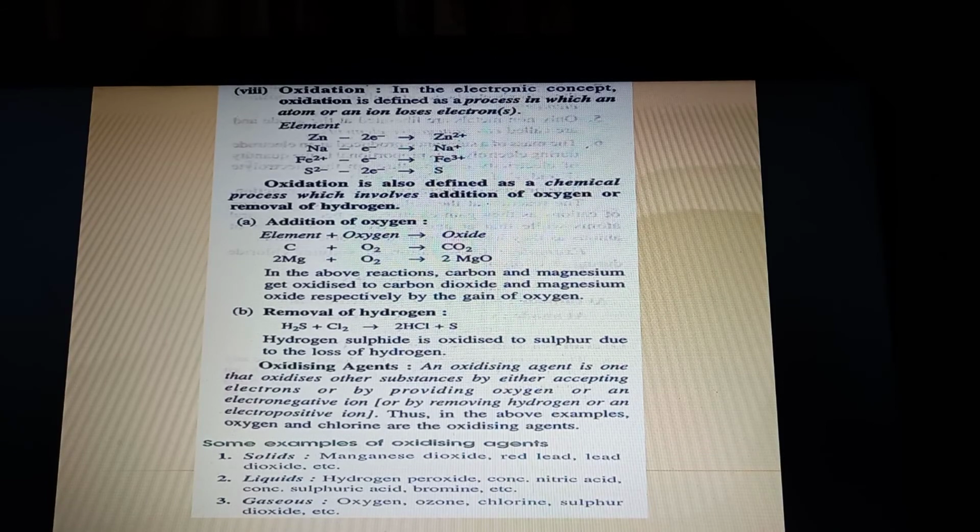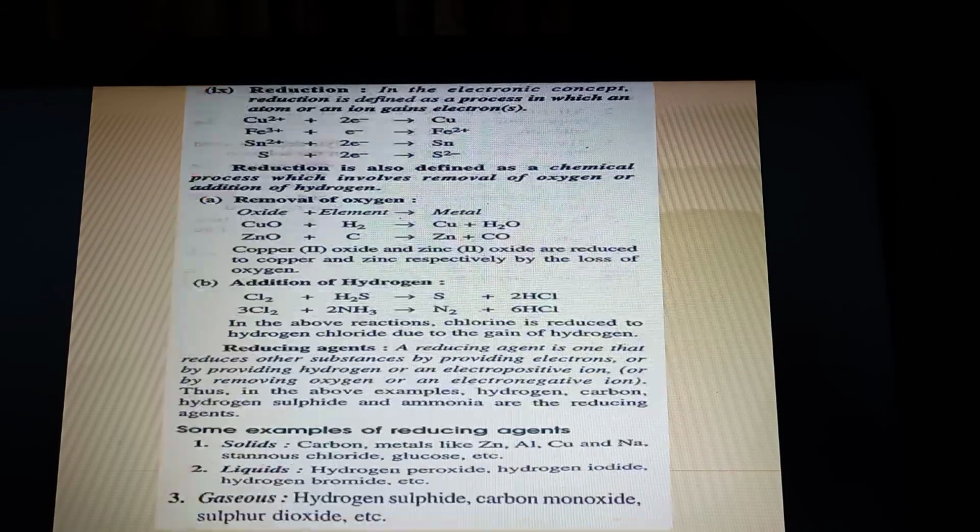We already know about it, we have done it in our chapters. Now gaseous: oxygen is an oxidizing agent. Naturally it can provide oxygen. Ozone can provide oxygen. Chlorine gas and sulfur dioxide, they are also strong oxidizing agents. Now let's move to the next slide.